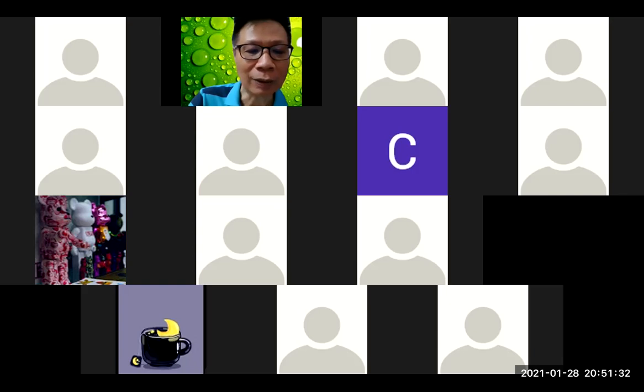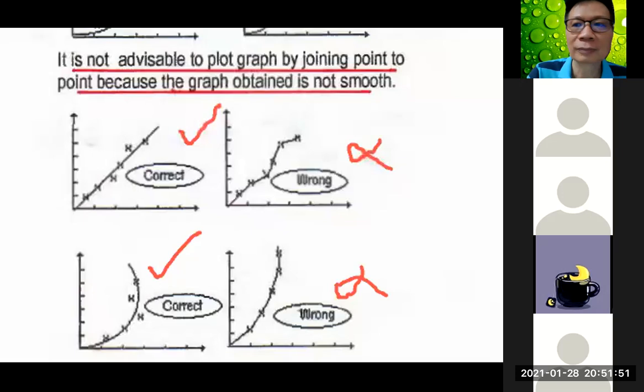Teacher, why are all the crosses not joined together? Which one are you asking about? Which line? You are referring to which line? This one?